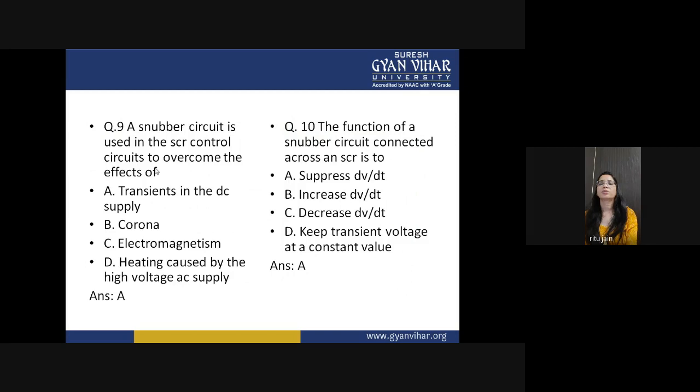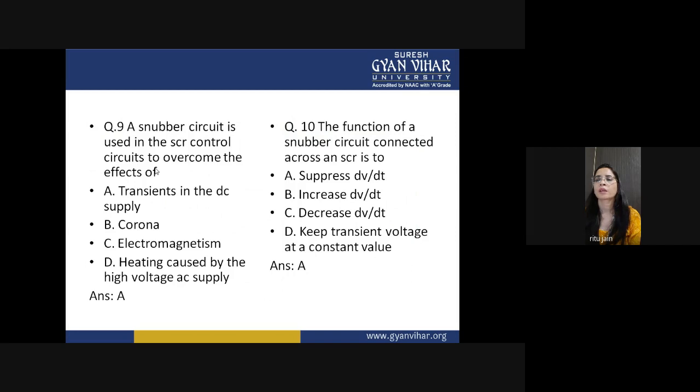A snubber circuit is used in the SCR control circuit to overcome the effect of a transient in the DC supply, corona, electromagnetism, or heating caused by the high voltage AC supply. So a snubber circuit is basically a protecting circuit of the SCR. Transients in the DC supply can damage your SCR. So a snubber circuit is a protecting device which is used for SCR.